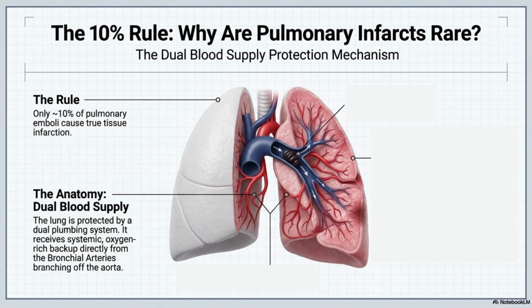Let's look at the anatomy of this dual blood supply. The lung is protected by a dual plumbing system. Even with a blocked pulmonary artery from an embolus, the lung receives systemic oxygen-rich backup directly from the bronchial arteries branching off the aorta, providing collateral flow.